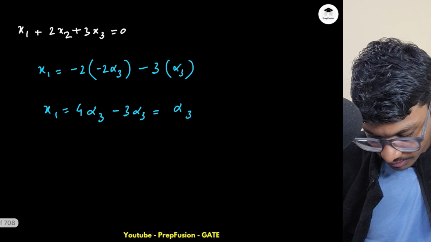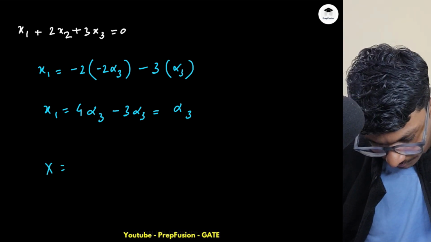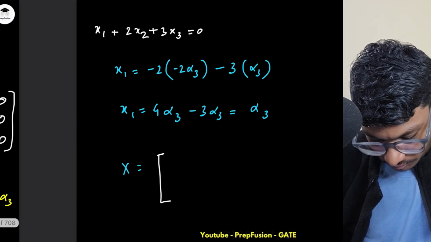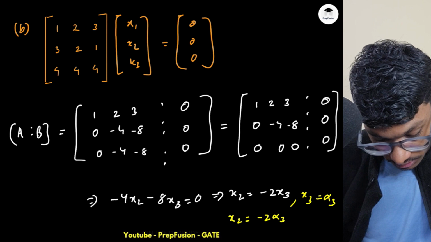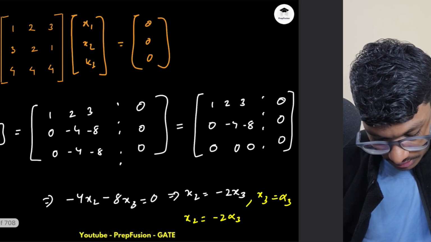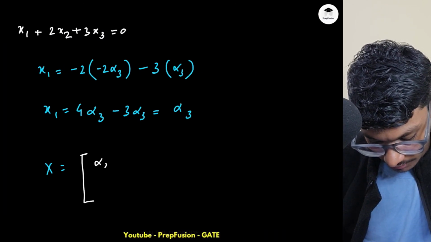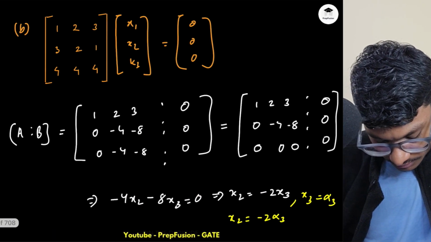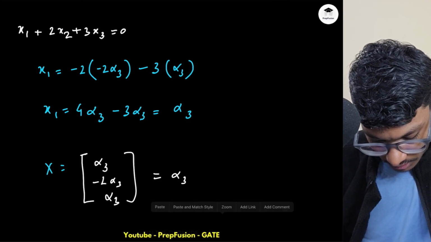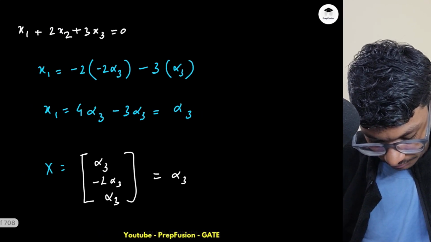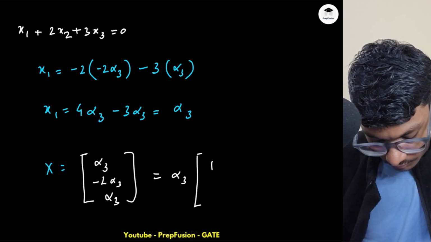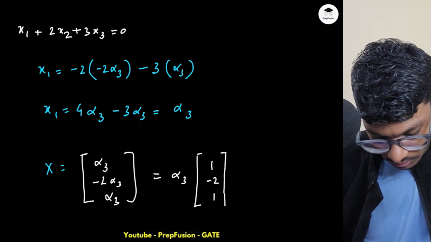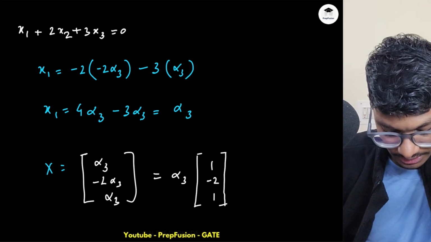So what will this become? So my solution vector, right? Solution vector will be x1, x2, x3, and x1 is 1. So it will be alpha 3, minus 2 alpha 3 and alpha 3, right? Minus 2 alpha 3 and alpha 3. So it will be equals to alpha 3 into 1 minus 2 1. Okay, so yeah, this will be the solution vector.